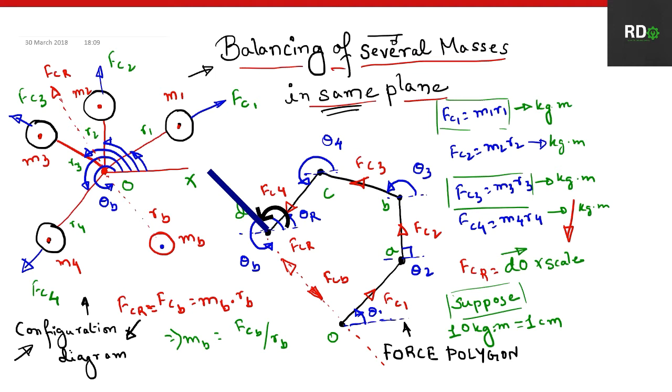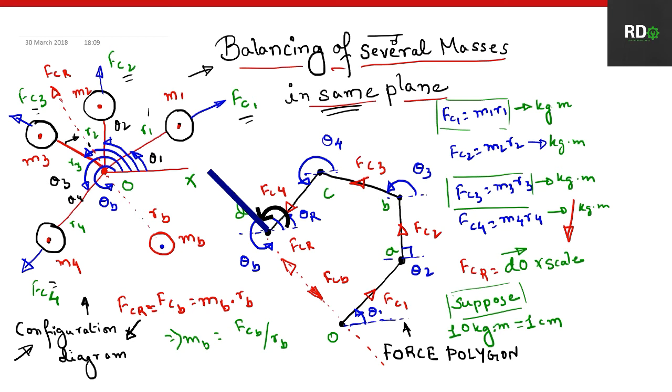We are calling it a configuration diagram, meaning we are showing the positions of the masses. As you can see, the first mass M1 is at theta 1, the second mass M2 is at theta 2, the third mass is at theta 3, and the last mass is at theta 4. These are the positions of the unbalanced masses, and R1, R2, R3, R4 are the respective radii of rotation of those masses. And these are the unbalanced forces developed, FC1, FC2, FC3 and FC4.